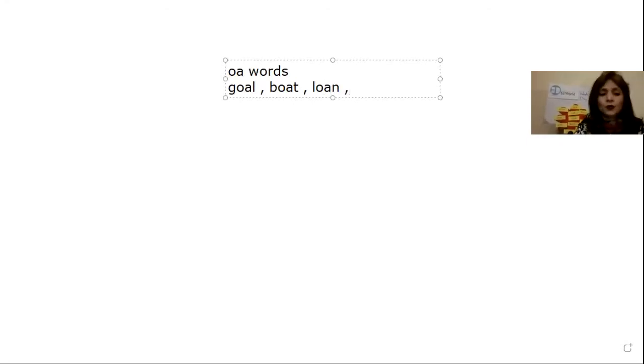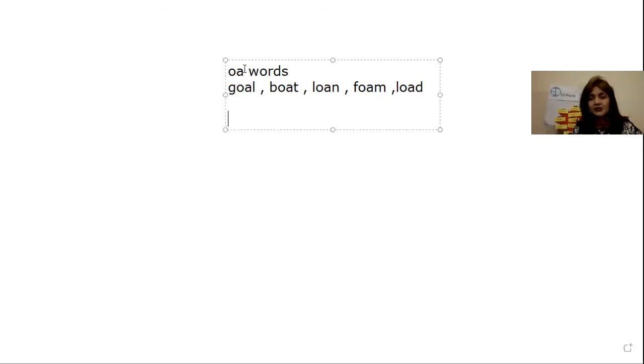Then comes foam, F-O-A-M, foam, and then comes load also, yes, L-O-A-D. So you see how many words there are? Goal, you know what your goal is? The meaning of goal is you might have some goal, or another meaning of goal is you have made a goal in football.